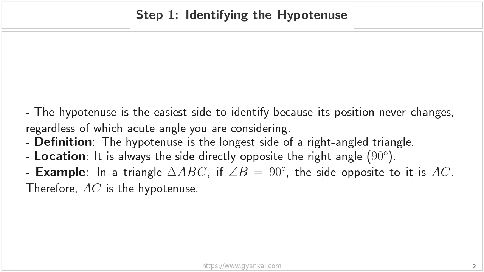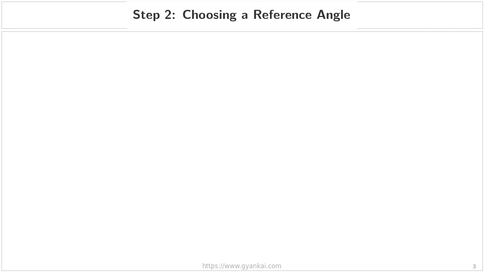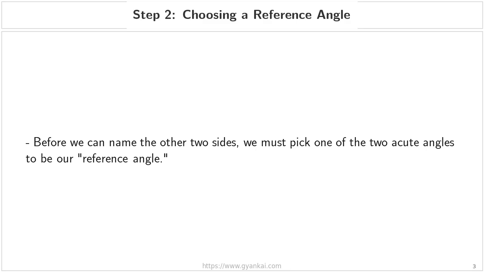Step 1. Identifying the hypotenuse. Step 2. Choosing a reference angle. Now that we have successfully identified the hypotenuse, which, as we just learned, is the fixed, longest side opposite the right angle, we need to address the remaining two sides. Here is the crucial part. Unlike the hypotenuse, the names of these other two sides are not permanent. Before we can label them as opposite or adjacent, we must first make a choice. We need to pick one of the two acute angles in the triangle to act as our reference angle.